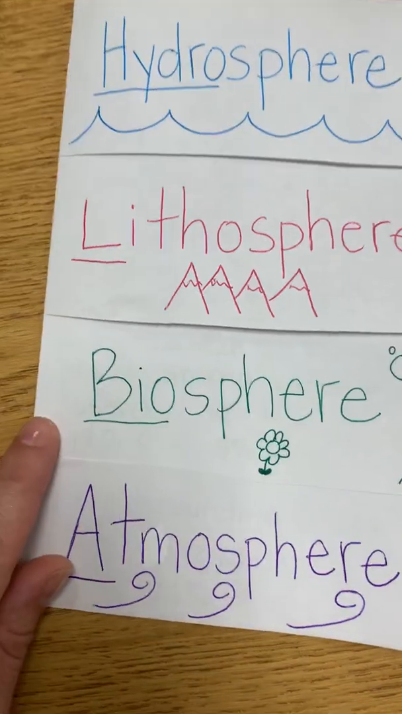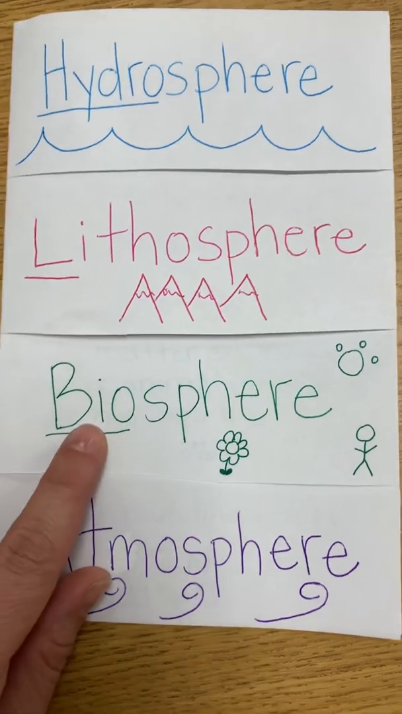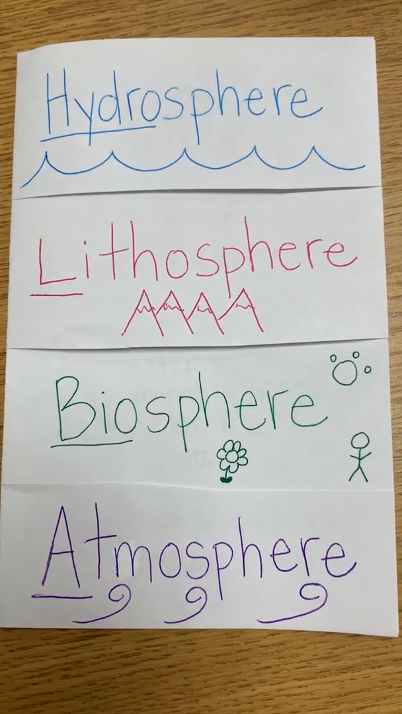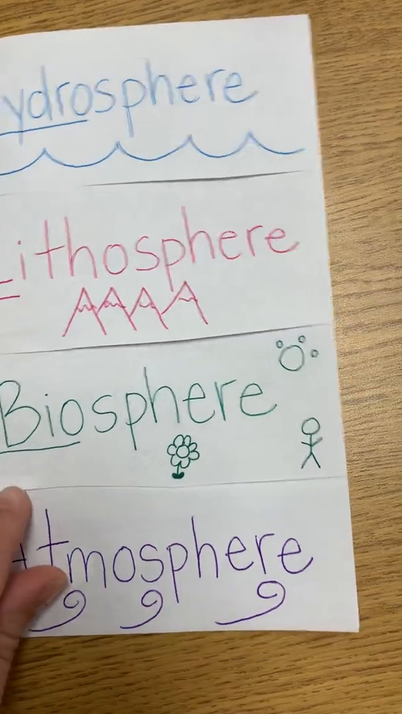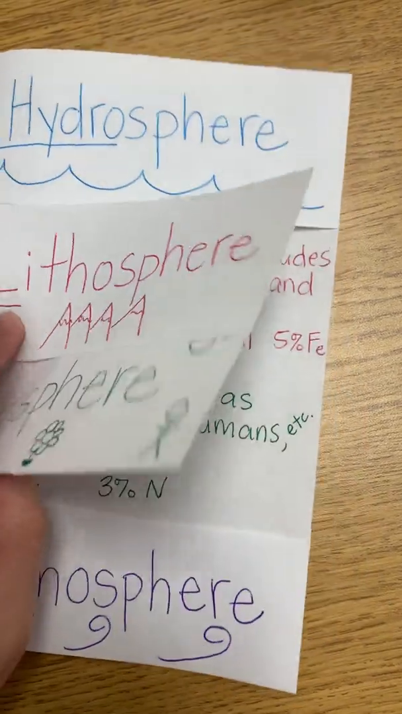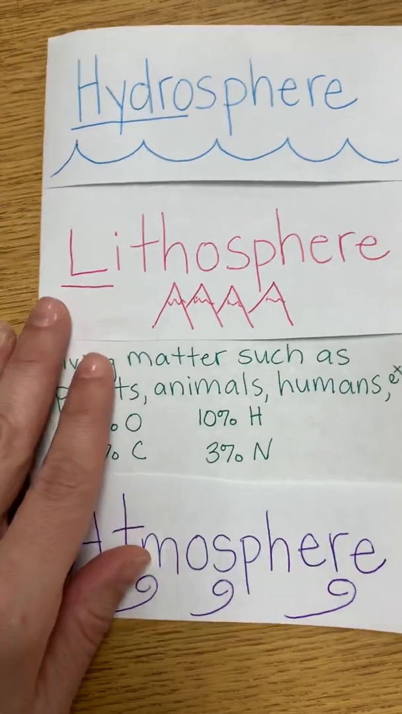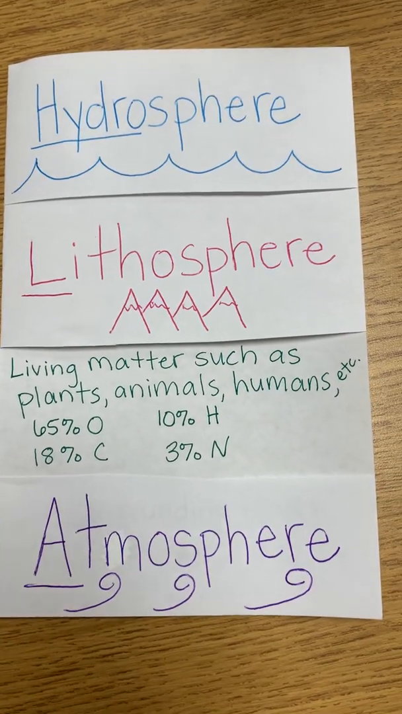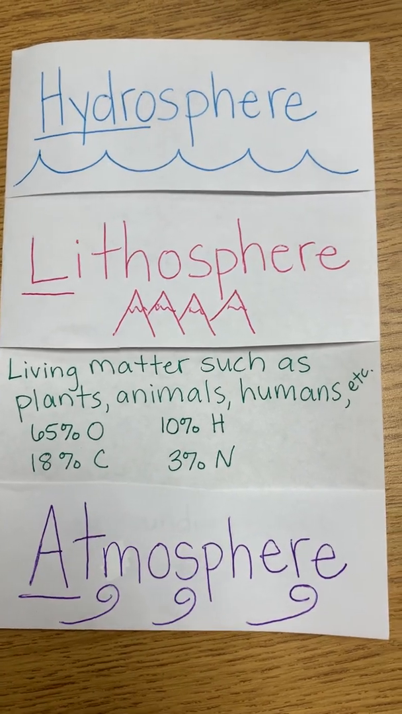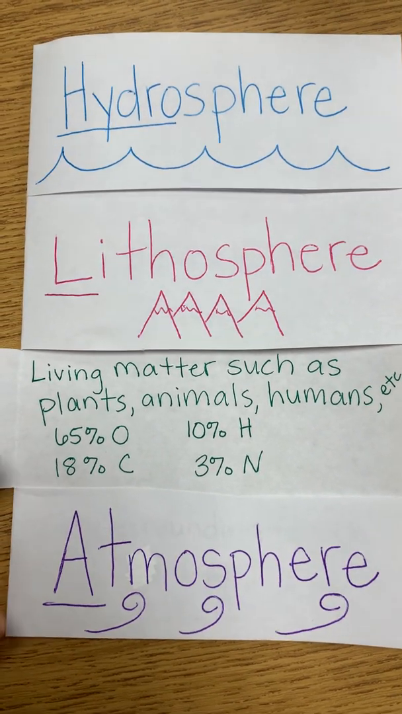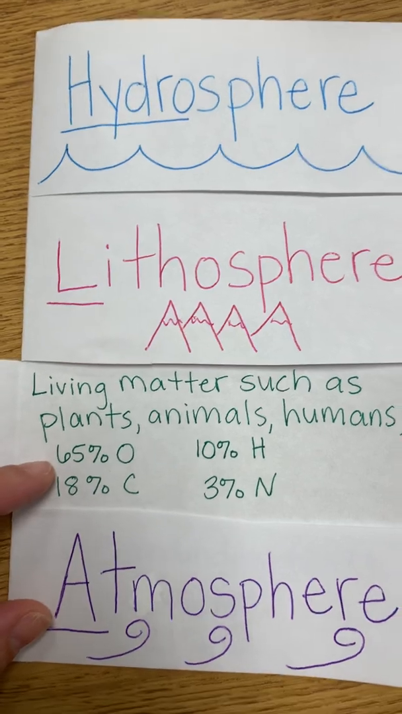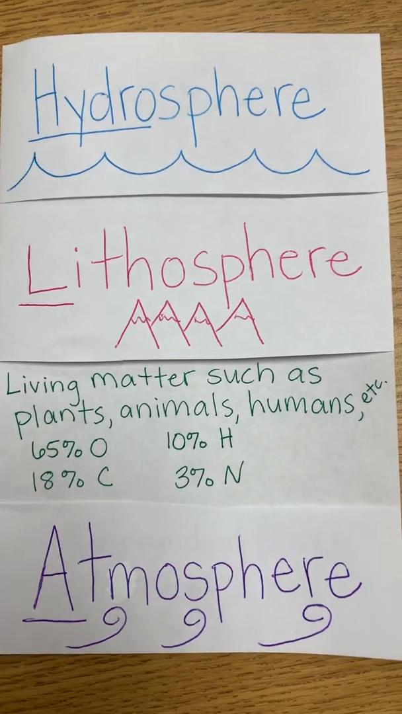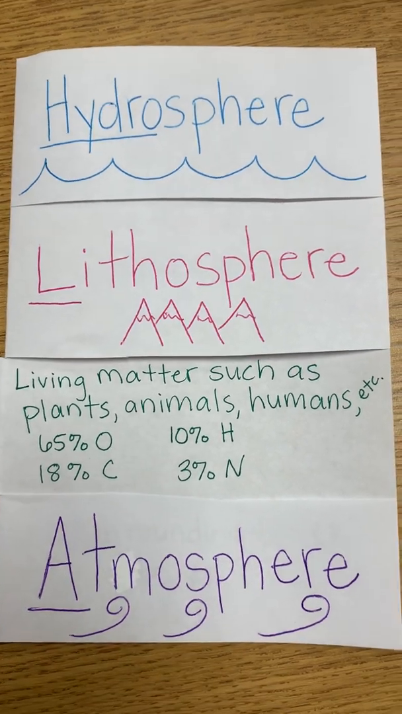Okay, the next sphere is called the biosphere. And we've learned earlier that bio means life. So the biosphere is all of Earth's living things. Okay, so this includes plants, animals, humans, all those living things, the fungi and everything. So all living matter will be included in the biosphere. Once again, the majority of these living things are made of or have oxygen elements in them.